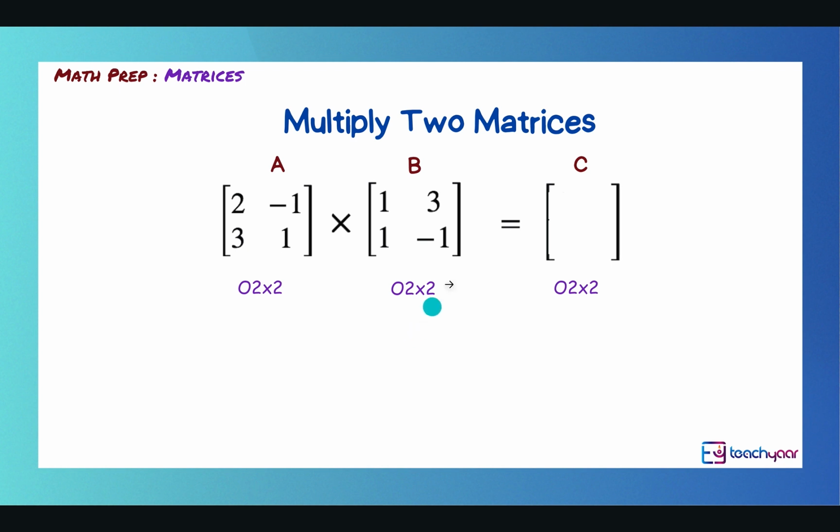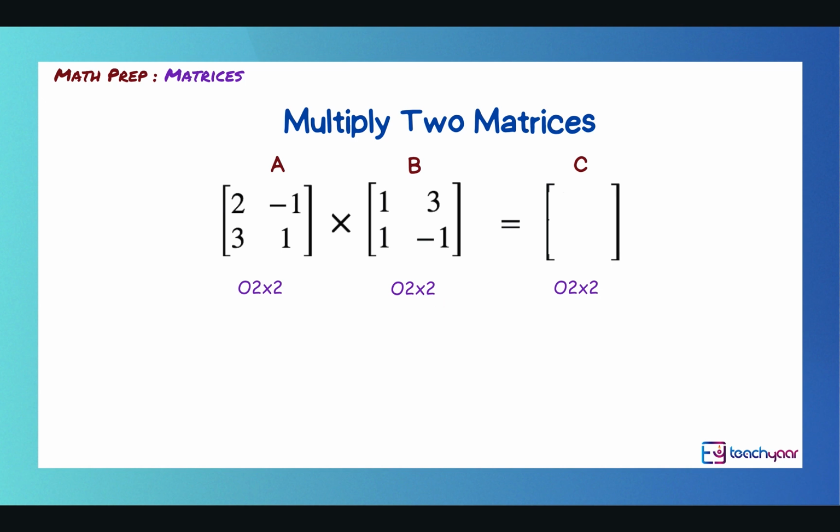And the order of C is basically the number of rows in A by the number of columns in B. So this 2 by 2 here, it's simple because it's a 2 by 2 matrix, but basically the number of rows in C is equal to the number of rows in A, and the number of columns in C is equal to the number of columns in B. Okay, so as we do this, this will make a little more sense.